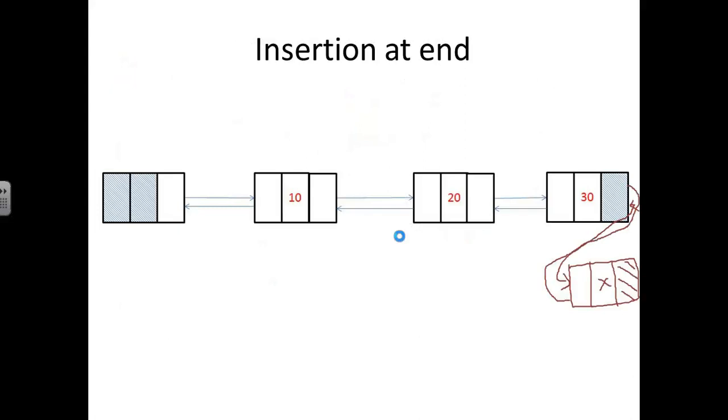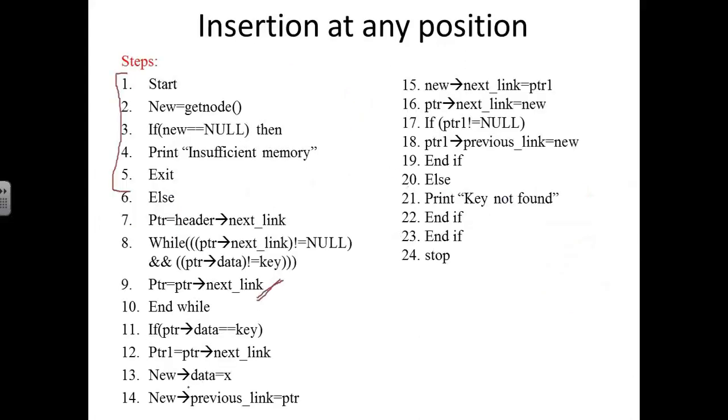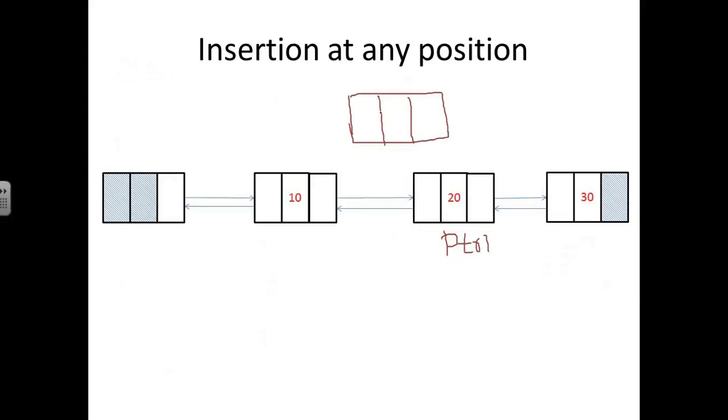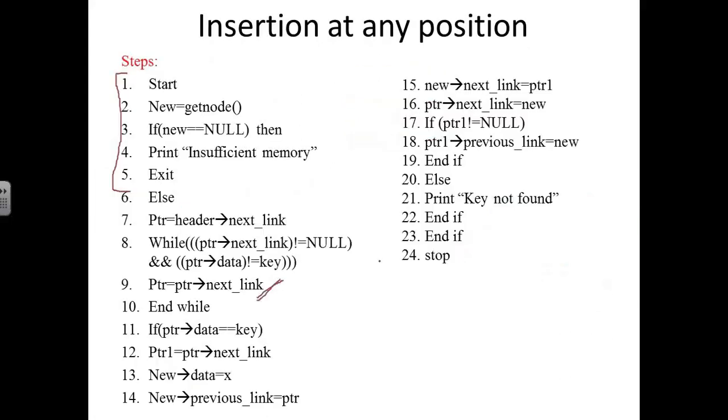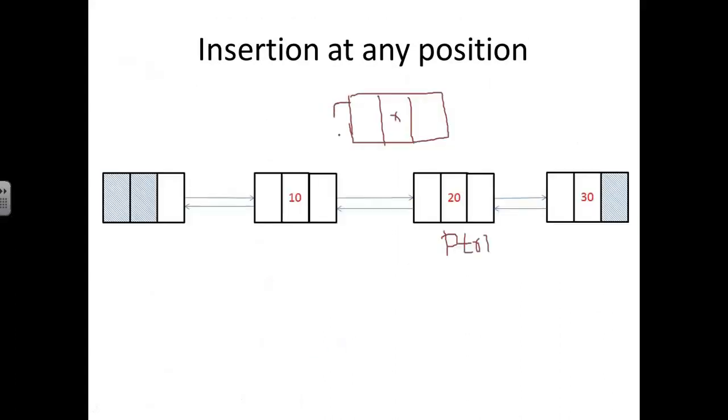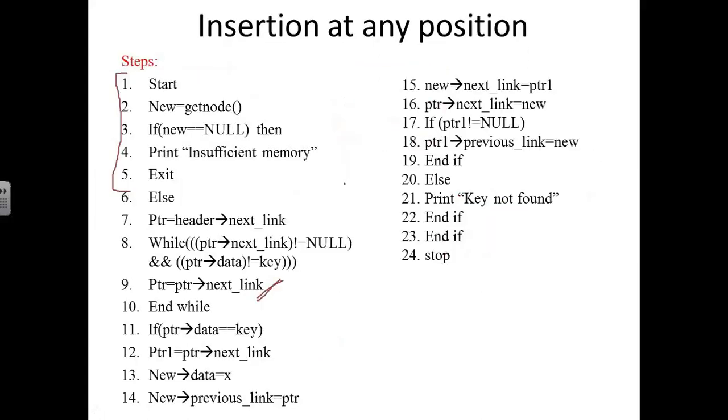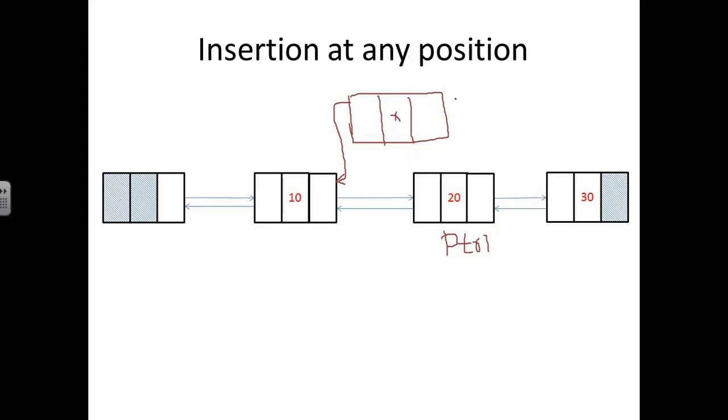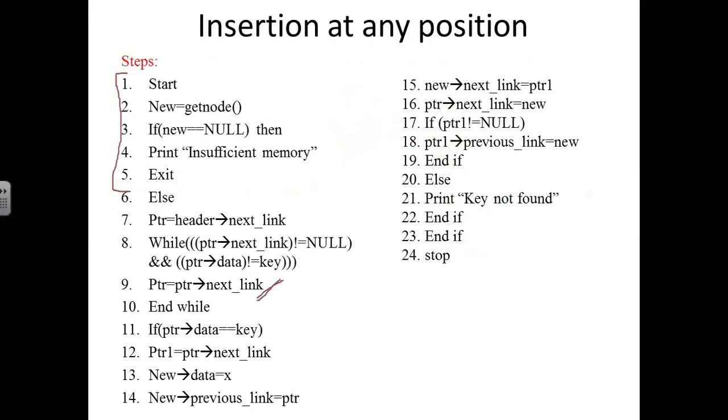Okay, and then we need to go for the new node's data element. So new node's data element is X, right? And new node's previous link is pointer. Then new node's previous link is equal to pointer, and new's next link will become pointer 1, right? So new's next link will become pointer 1, then pointer's next link is equal to new, right?